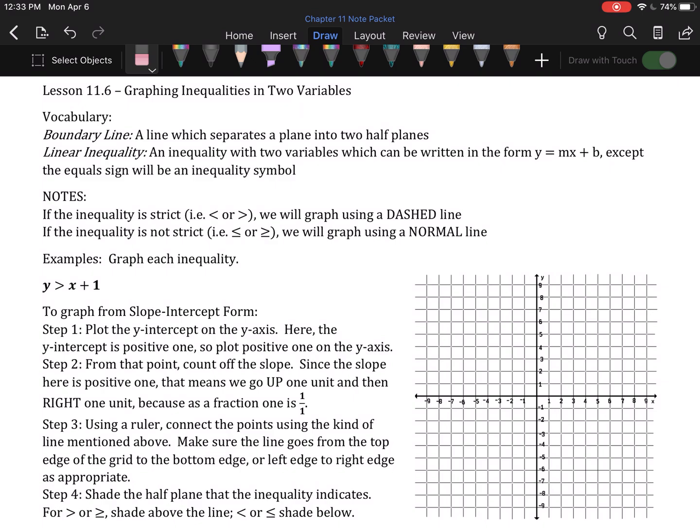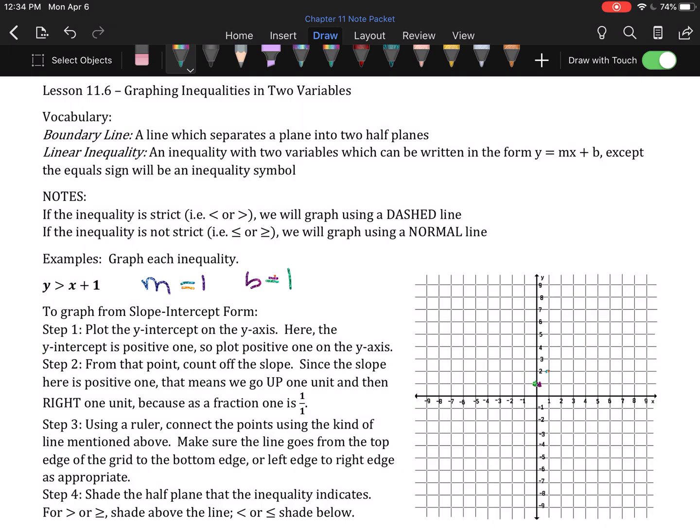Okay, the first thing you do is you plot the y-intercept on the y-axis. This is slope-intercept form, so realize here that m is 1, b is 1. So the y-intercept is at 1 on the y-axis, so we plot 1 on the y-axis. From there, we count the slope. Since the slope is 1, as a fraction it's 1 over 1, which means you go up 1, right 1 from the y-intercept. And all you need are 2 points.